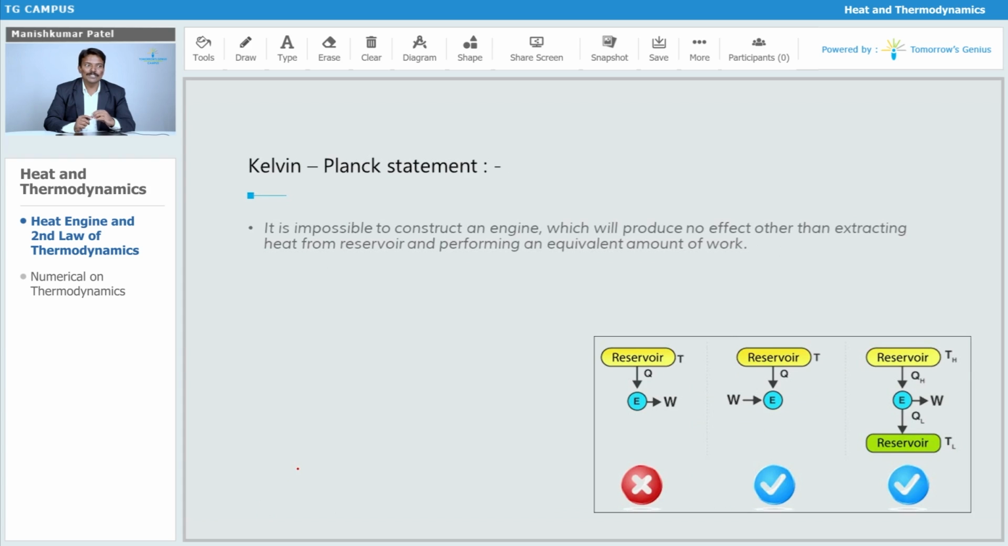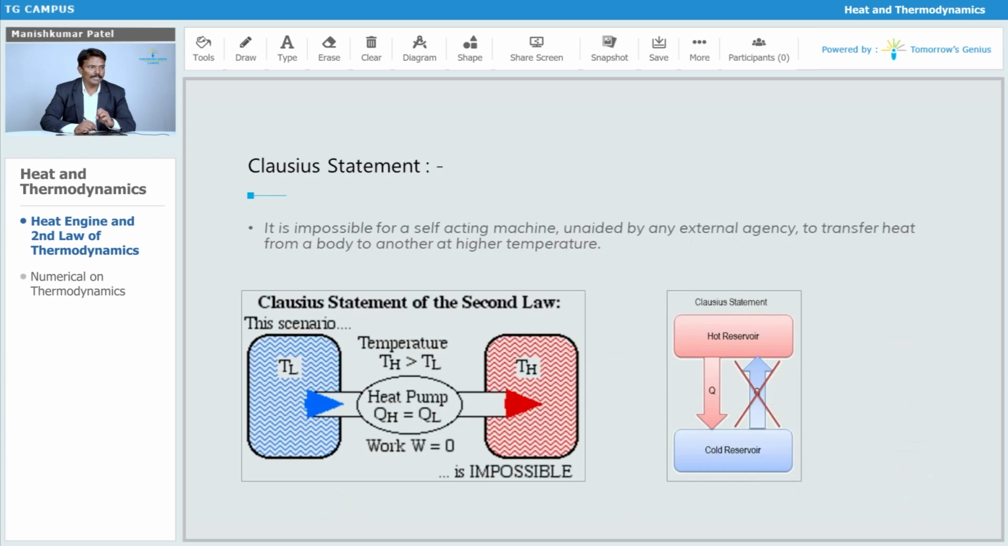So definitely some part of the heat has to be rejected. From the reservoir you take Q amount of heat, you have to do some work. In the other case, the reservoir gives Q amount of heat and all of it is converted to work. These are the two things that are possible for this Kelvin-Planck statement.